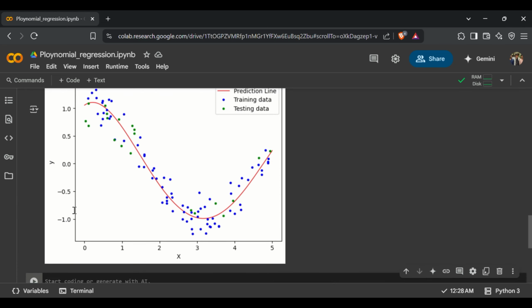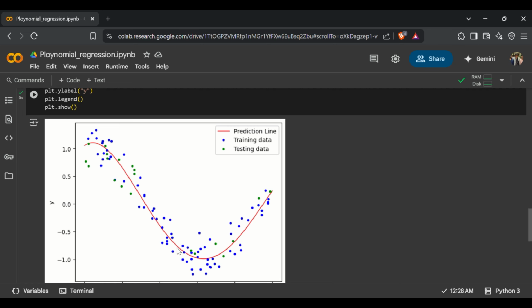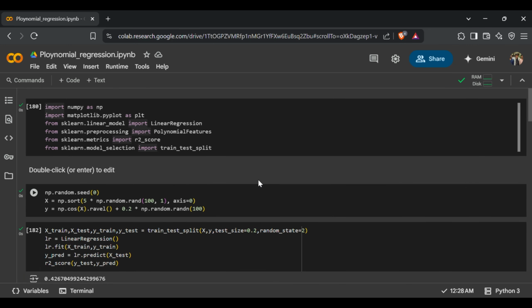So this is how polynomial regression works. There is no polynomial regression library directly, so we need to transform the data using polynomial features and then apply the linear regression. Then it can capture the non-linearity of the data. This is the polynomial regression coding part. Let us see the next videos.